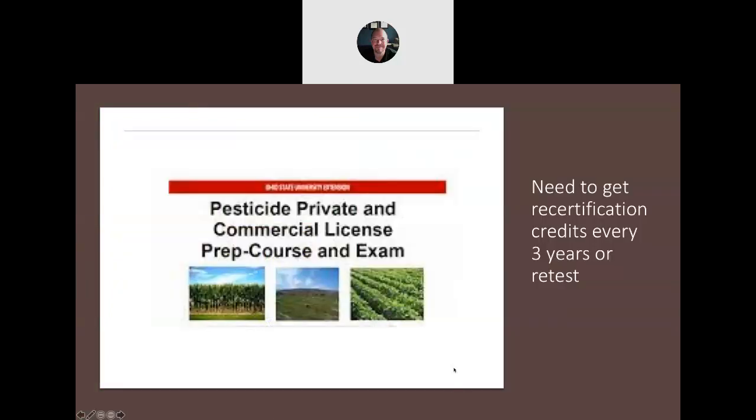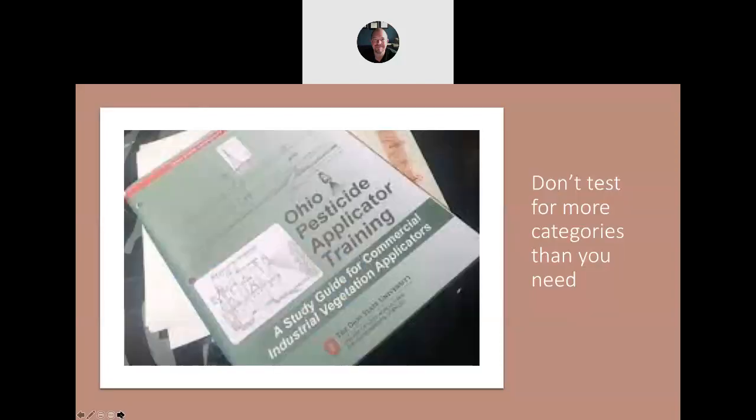Like with any licensing or professional accreditation, you do need to get recertification credits every 3 years, or you're going to end up having to retest to renew that, or it's going to expire, and that's for each individual category. So I always recommend to people, don't test for more categories than you need. You can always take supplemental tests to get additional categories on your license down the road.